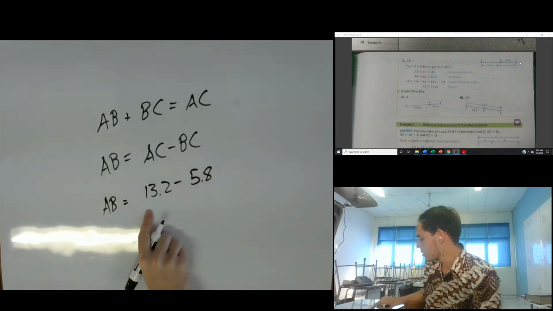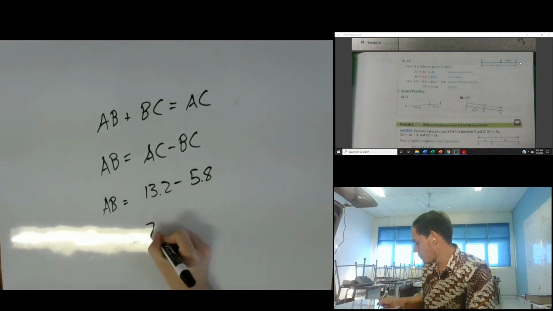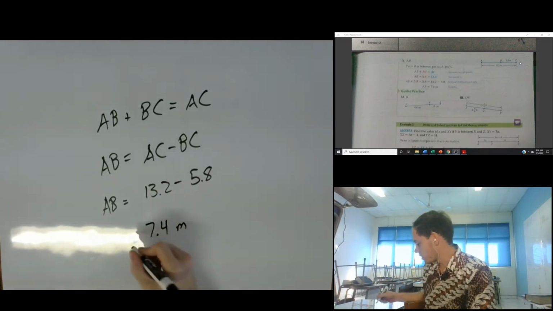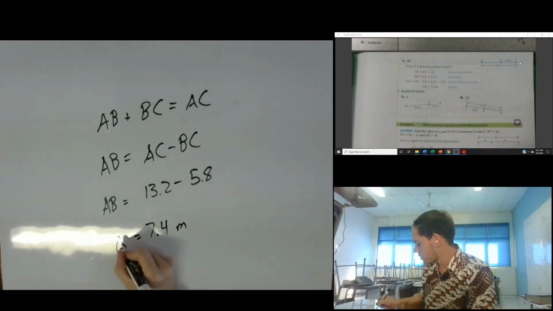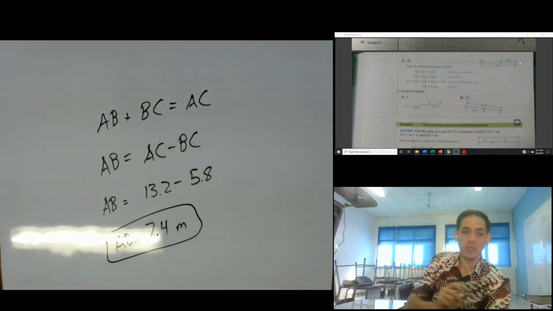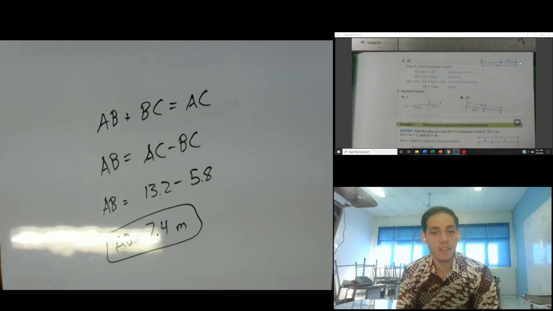doing the math right here, we get 7.4, and in this case, this is meters. Notice that meters does not have a period after it, so you do not need a period. So AB equals 7.4.